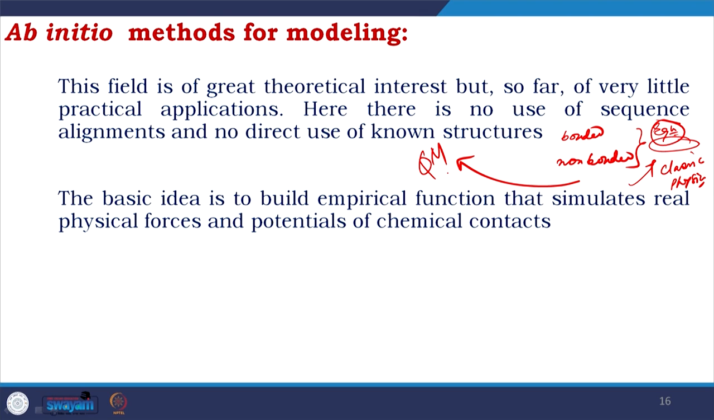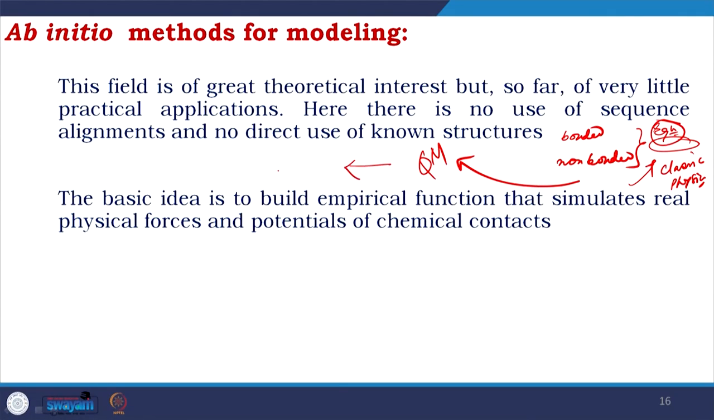So, is it possible to develop a quantum mechanical equation of physical force and potential of chemical contacts and simulate them? Yes and no. Yes means for a small number of amino acids, quantum mechanics is possible, but for a large number of amino acids, no, because you will see, you could start calculating the number of electrons.